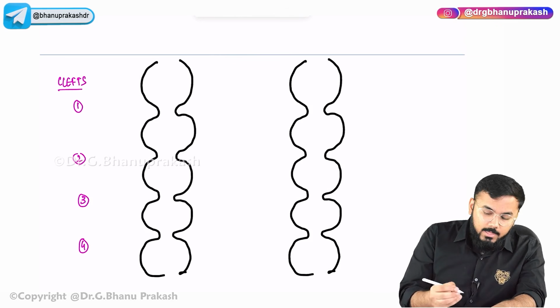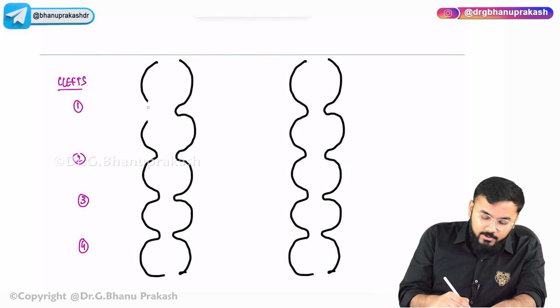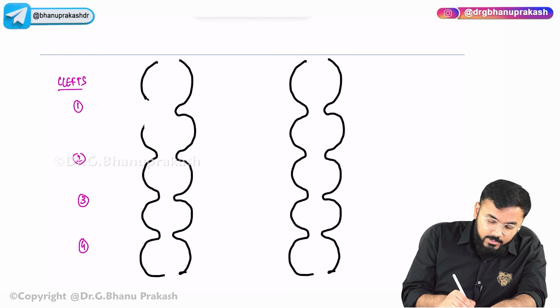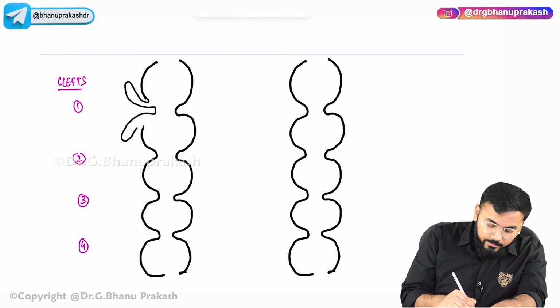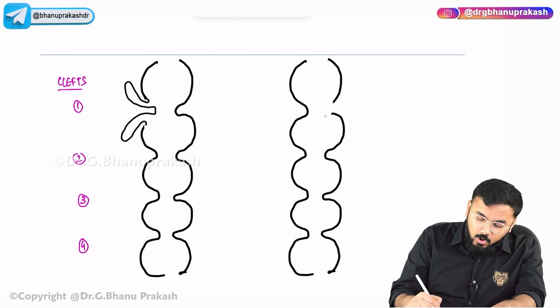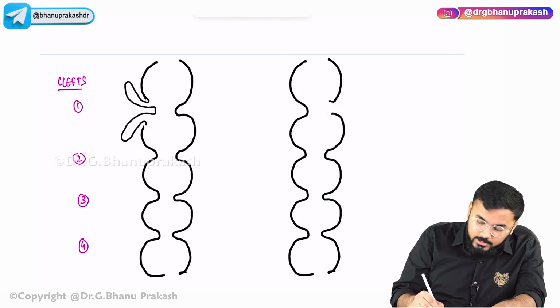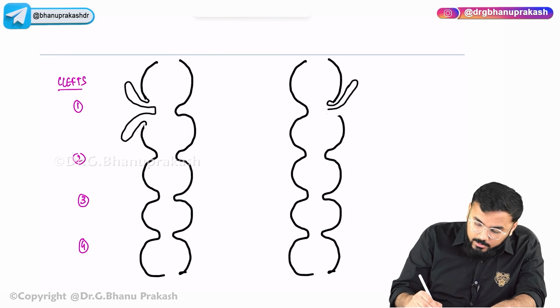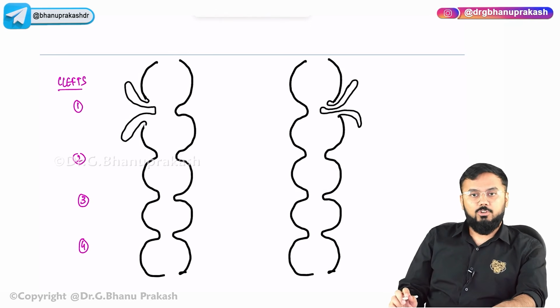Now let us see what is happening with the first cleft over here. If you look carefully, the first cleft will undergo invagination in this way. You see how it underwent invagination? In the same way, the first cleft on the opposite side also will undergo invagination like this. So there is invagination on both the sides.